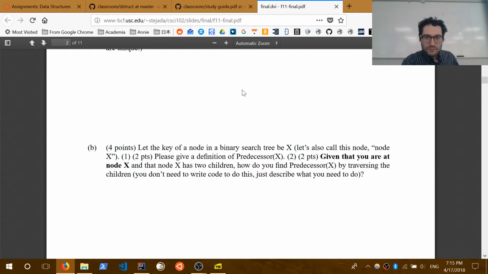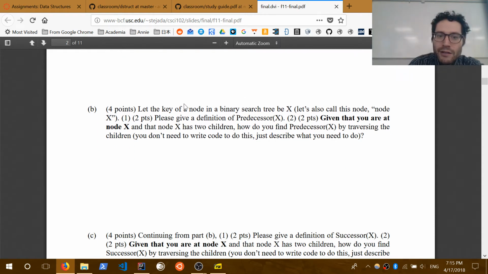Let the key of a node, in other words the string stored in a node in a binary search tree, be x. Also, we'll call this node x. Please give a definition of predecessor of x. Oh, right. By predecessor, they don't mean your parent in this case. They're using the terminology of in-order predecessor, right? What is the in-order predecessor of x? If you print out in order, it's the node that would come directly in front of you.